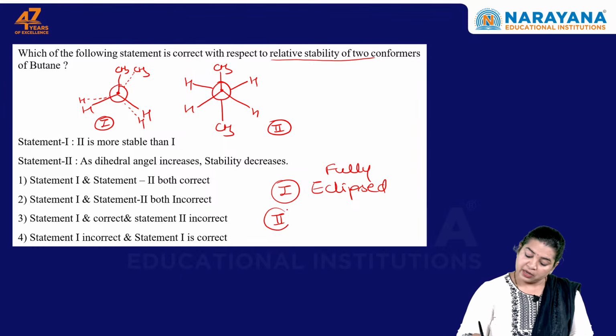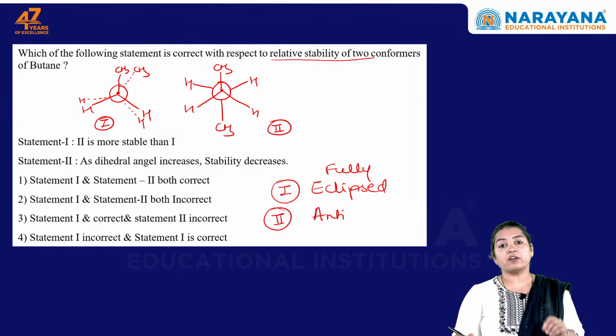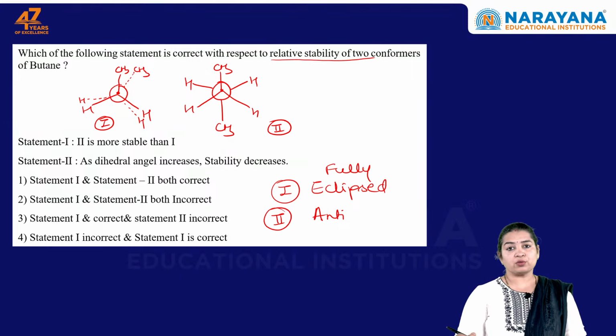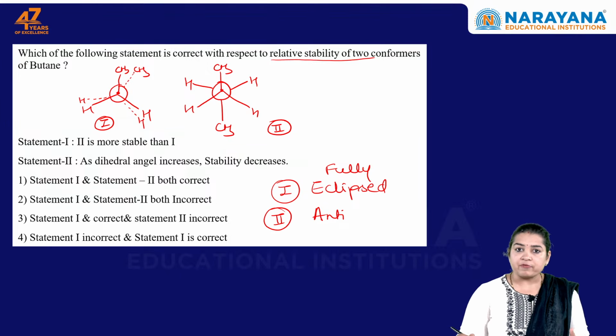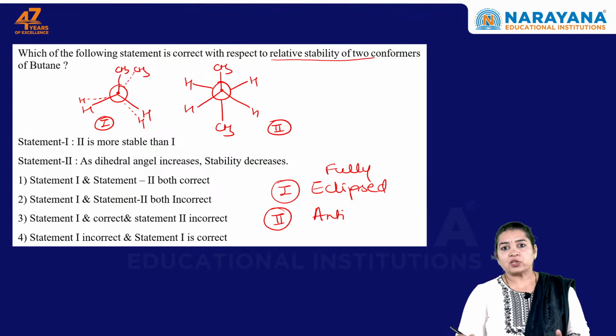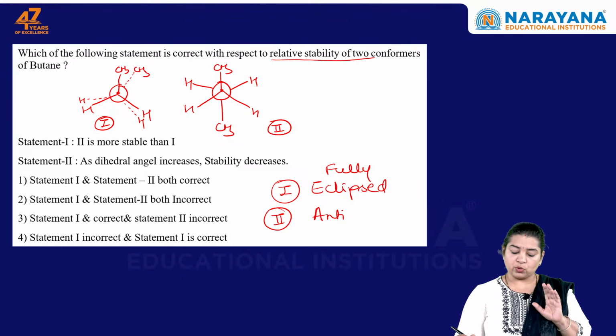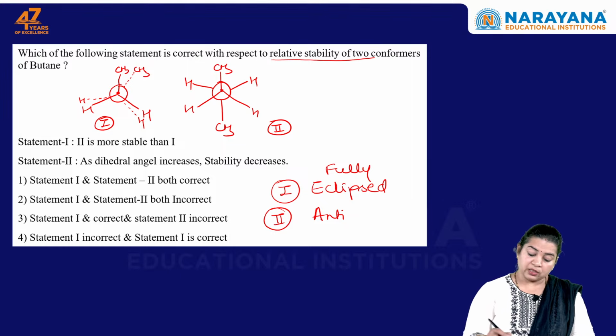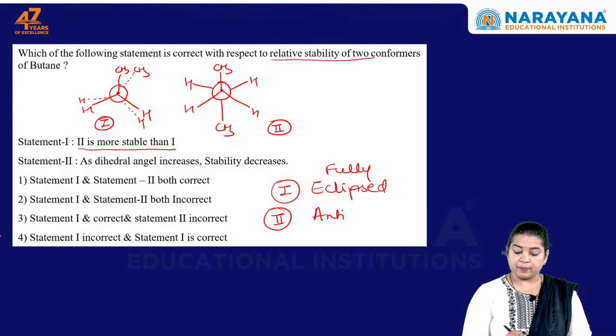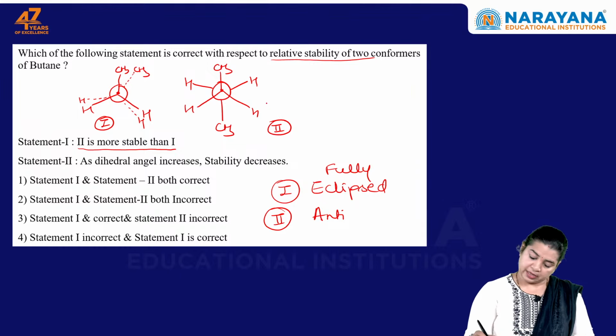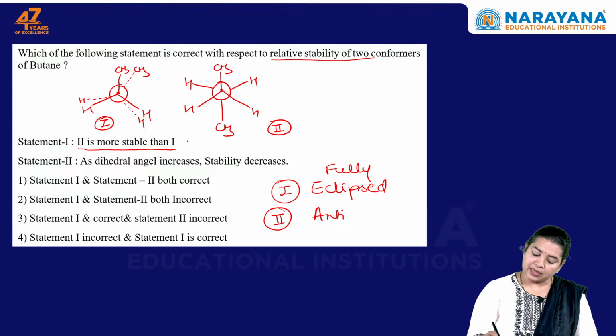The second conformer is the anti-conformer, right? The anti-conformer of n-butane along C2-C3 is the most stable conformer. The other one is of course gauche, which is not taken into consideration, or the partially eclipsed. We are asked about these two only. Now the question is statement 1, which says 2 is more stable than 1. Yes, if 2 is anti, then it is more stable than 1.